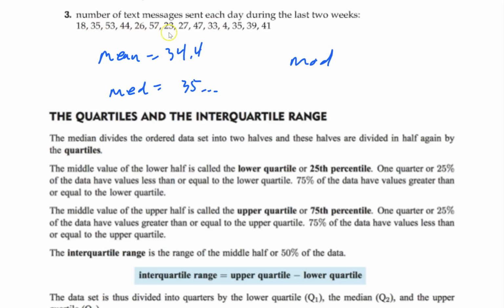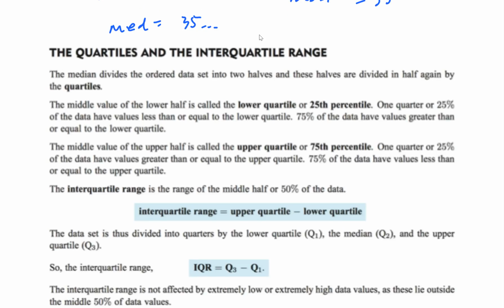Let's see, 33. I see one. Okay. I see 35 twice. I think that's the most. So when I see it twice, it's 35. I'm going to leave it like that and move on.